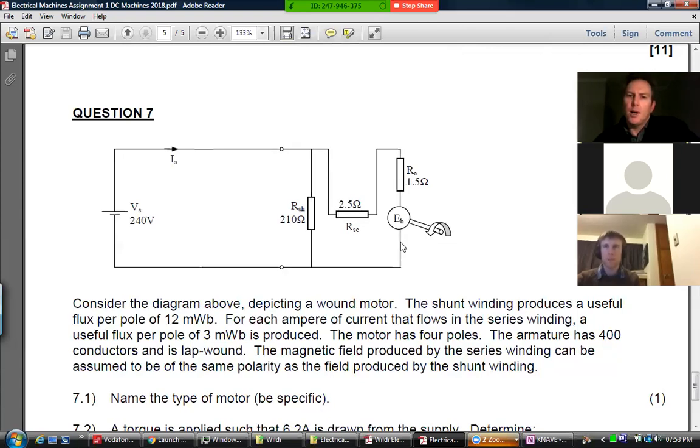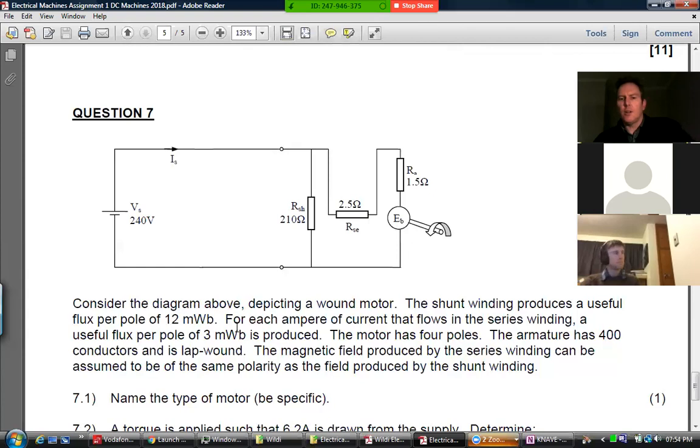So arrows wise, there'd be a positive arrow going upwards here, and what's happening here? The current's going through this way. Yeah, there's another positive arrow upwards this way as well. So that 240 minus this minus that will leave me with EMF. Yeah, 240 minus this drop minus that drop will leave you with EMF. Yep.